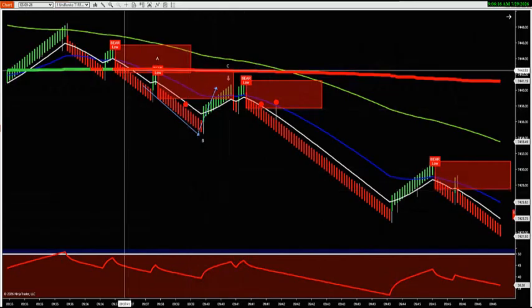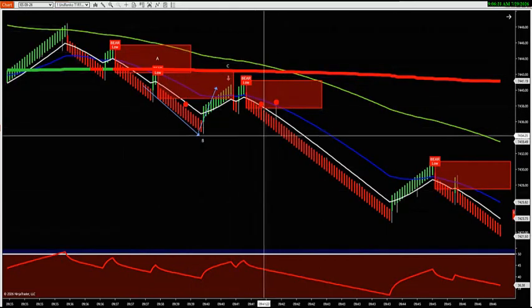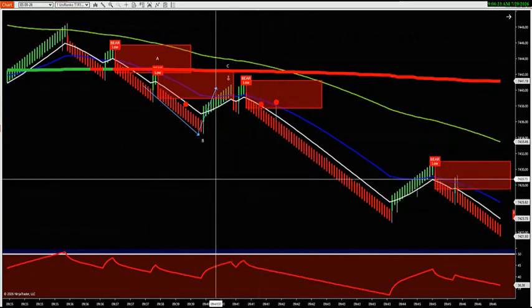We trade the VWAP one way. If we're below it, we're looking for a bearish setup. Above it, looking for a bullish setup. Very simple. It's not hard to understand.